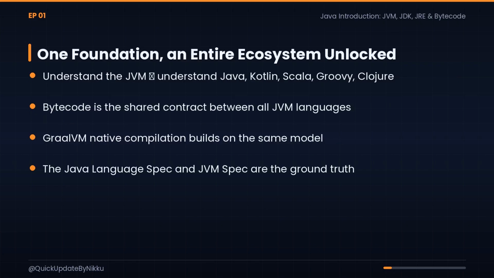This is the leverage point. Once you genuinely understand what the JVM is and what bytecode represents, you do not just understand Java, you understand every language that targets the JVM. Kotlin calling Java libraries, Scala running alongside legacy code, JVM producing native images, all of it follows from the same underlying model.